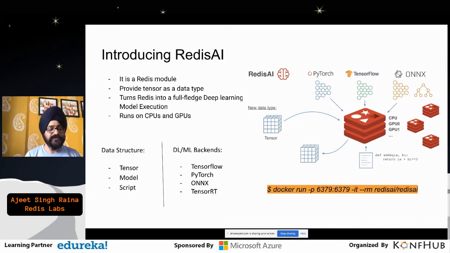It is a module which provides you a tensor. When you say tensor, it is a generalization of scalars and vectors, so there are certain matrices. What you can do today is load these tensors as a data type directly into Redis. And that can be used with GPU or CPU on any platform, along with backends like PyTorch and TensorFlow. So what Redis AI does is turn your Redis into a full-fledged deep learning model execution engine.